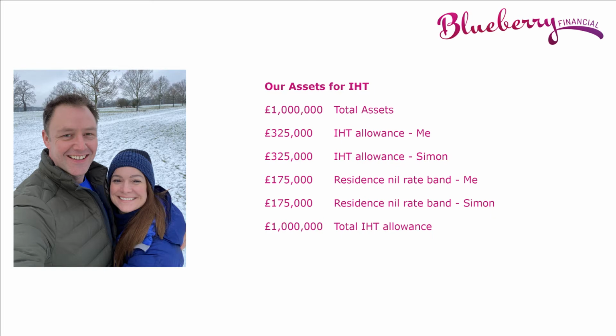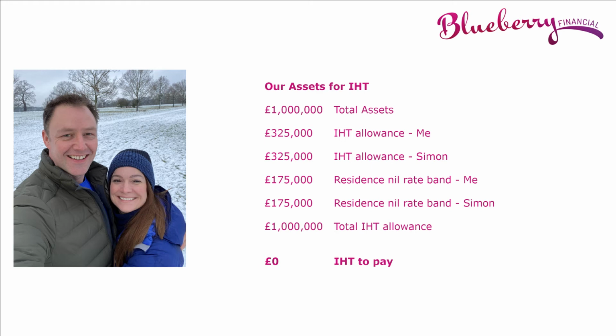So if we've got total assets of £1 million, I have an inheritance tax allowance of $325,000 where no inheritance tax needs to be paid, and Simon has the same. On top of that, because we're going to be leaving our house to our children, we've got an additional £175,000 each, which is called the residence nil rate band. And therefore, our total inheritance tax allowance is £1 million, which actually equals the total assets that we have.